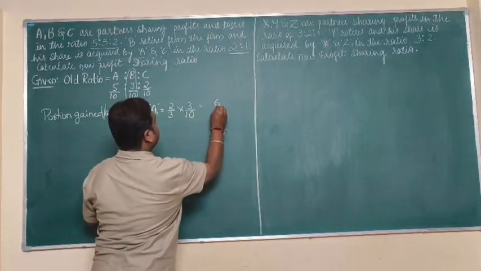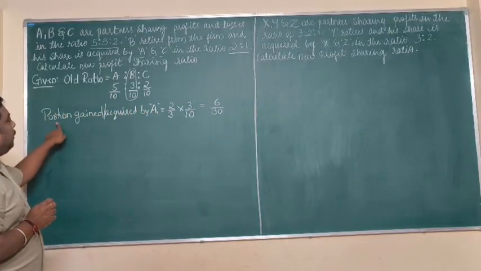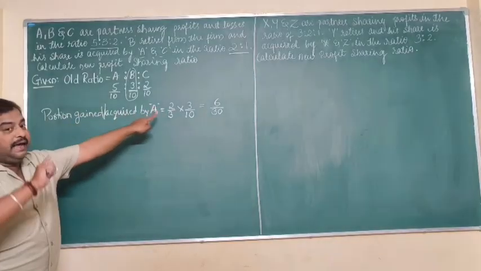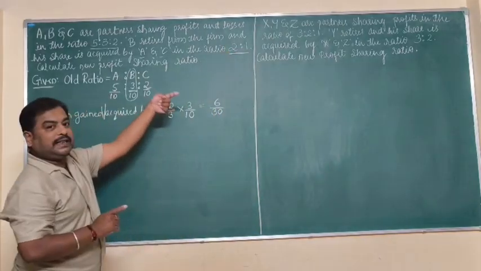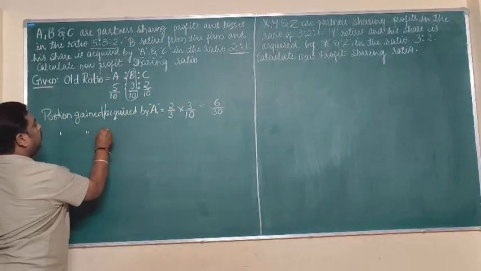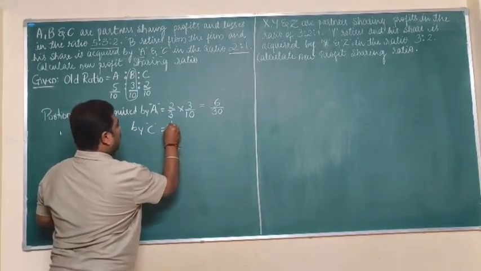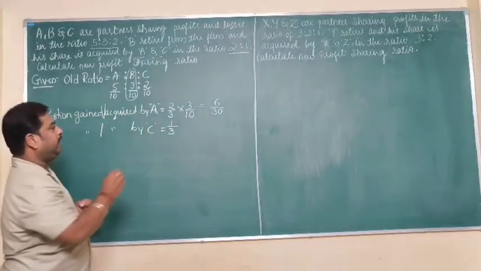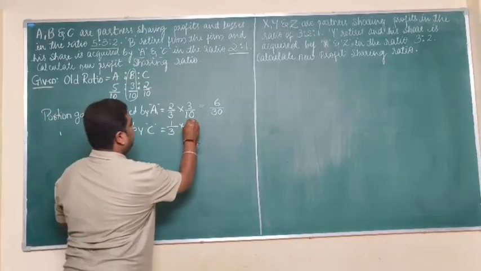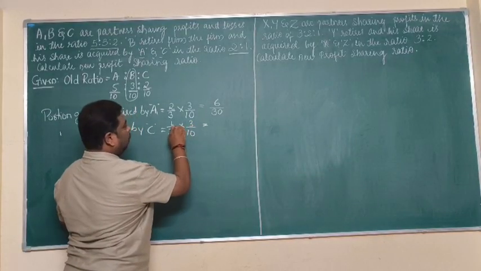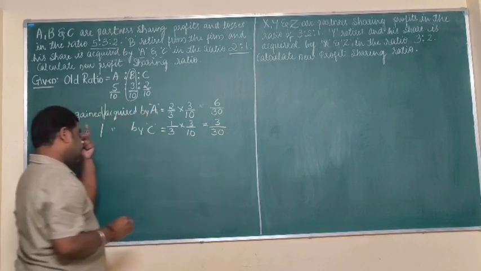So 2 3s are 6, 3 10s are 30. So what is this? 6/30, portion gained or acquired by A. In which ratio are they acquiring? 2:1. How do you write 2:1? 2/3, 1/3. Similarly, portion gained or acquired by C is equal to, how much is C getting here? 1/3 into whose share? B's share. Definitely the retiring partner's share, that is 3/10. 1 into 3, 3. 3 10s are 30. So what is this here?